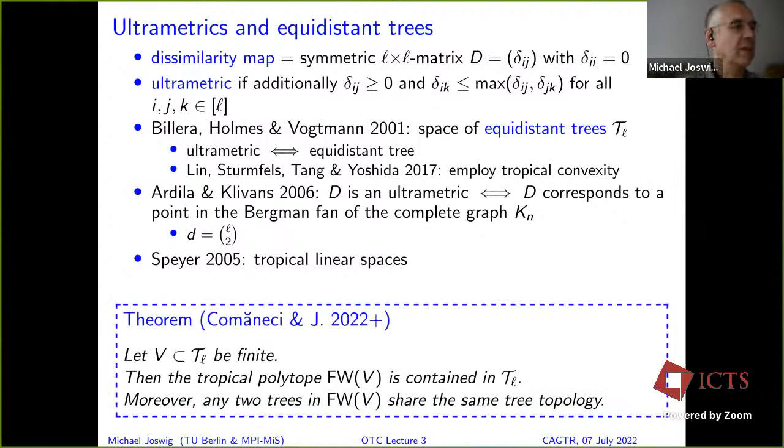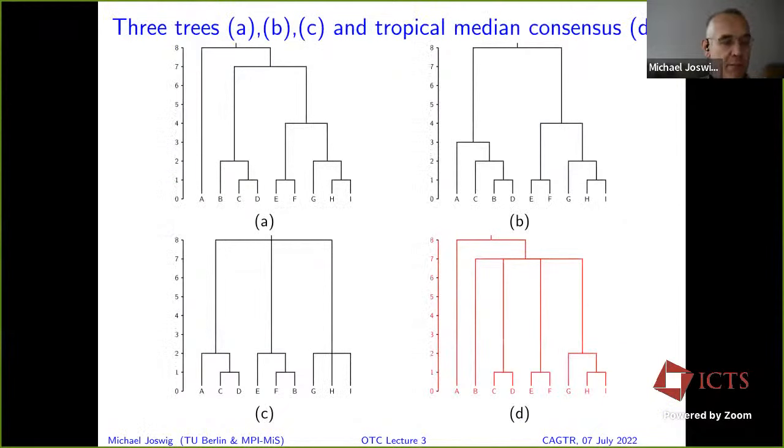If we take finitely many of such trees, then we can look at the tropical Fermat-Weber problem on that tree space. It makes sense because it is a tropically convex subset of some tropical projective torus. As we saw from the previous results, the Fermat-Weber set is a tropical polytope, and now it's a tropical polytope which is contained in that tree space. And from the structure theorem of tropical convexity, we have the cell decomposition, and we know that this Fermat-Weber set is a cell in that natural cell decomposition, and therefore it's a consequence that any two trees actually share the same tree topology. This is what we proved. Let me do one example, and then I'll end.